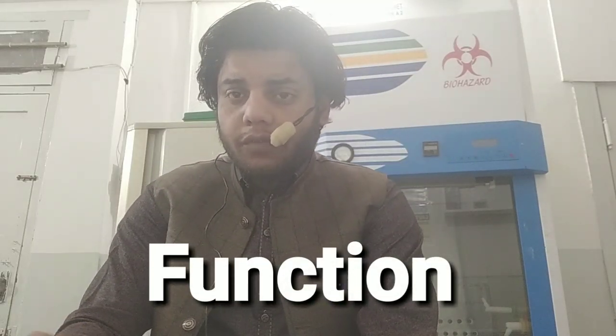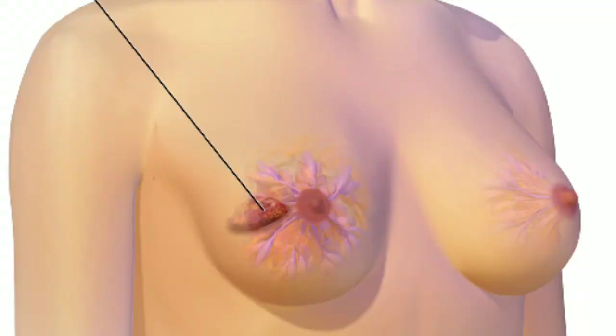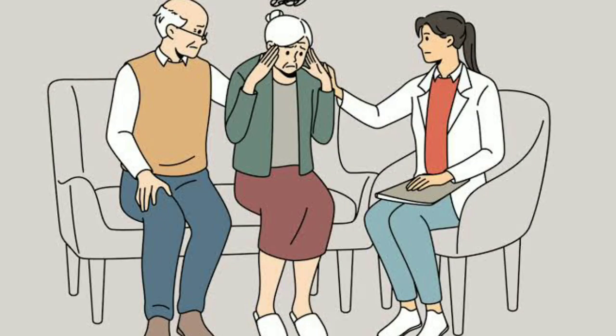The first main function of this hormone is that it can reduce anxiety. Second, it also helps produce milk during breastfeeding. It is also helpful to stimulate uterine contraction during childbirth. Next, it can relieve pain: when there is pain, this hormone will be secreted and relieve the pain. Next, this hormone can promote social bonding as well as attachment.